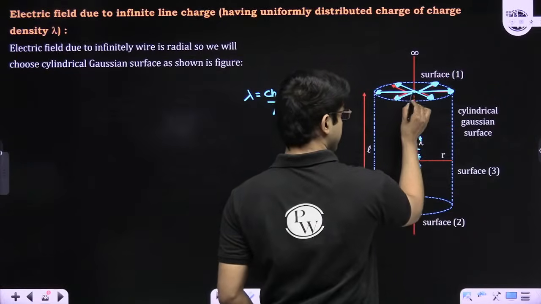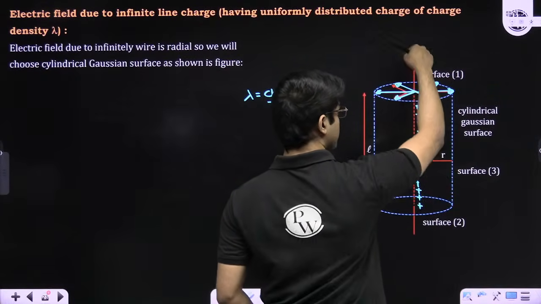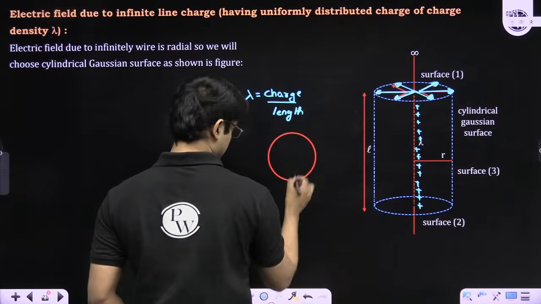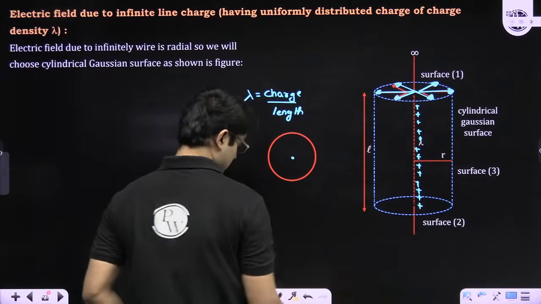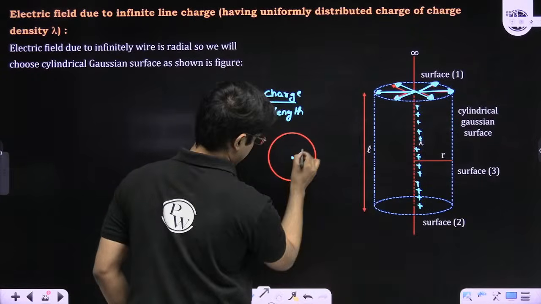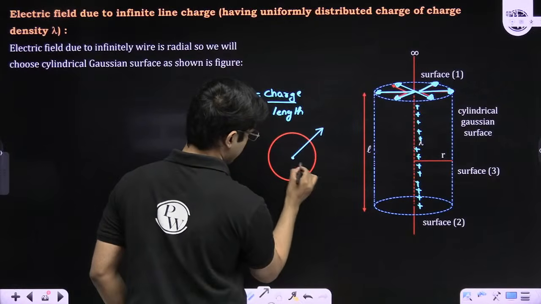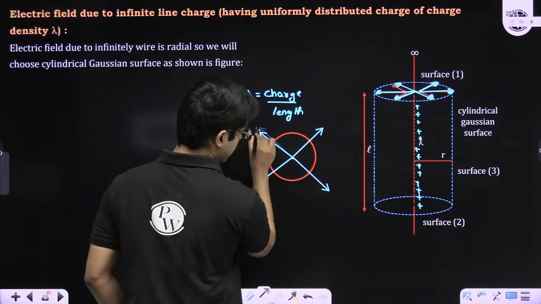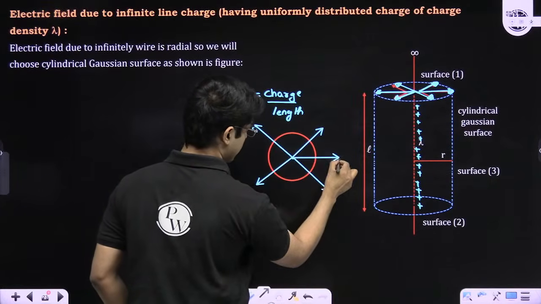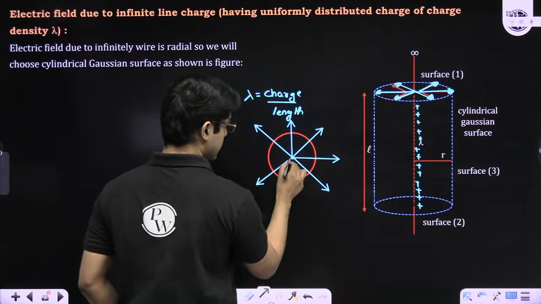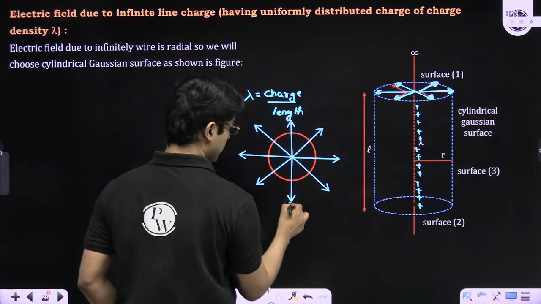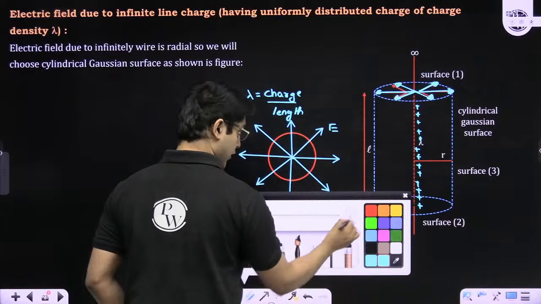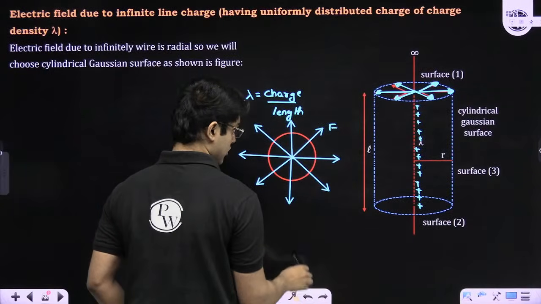So here the field pattern is, if you draw the top view of the diagram, you will see a circle, right? And this is where the line is coming out of the page, and the field lines will look like this. The top view picture is slightly more clear. These field lines will cut the cylinder's curved surface area perpendicularly. This is the electric field line pattern due to an infinitely long line charge.